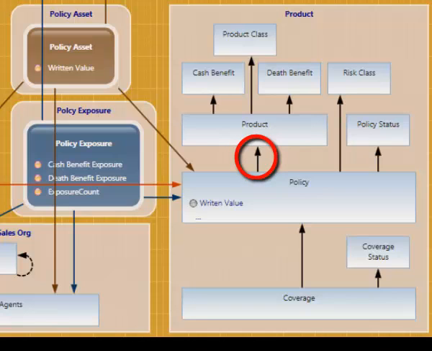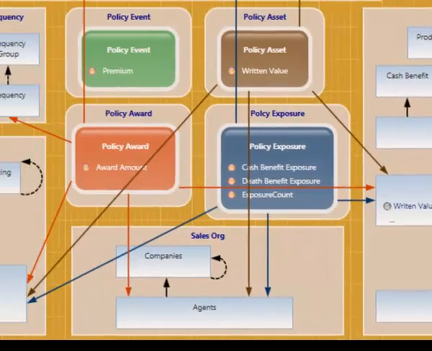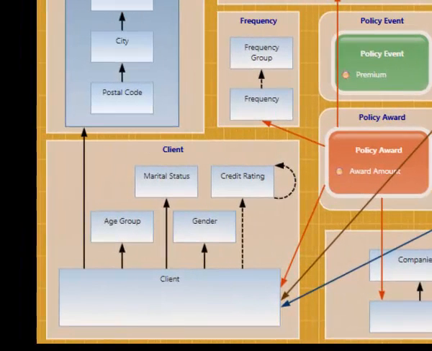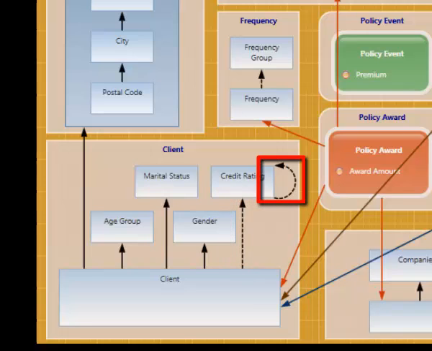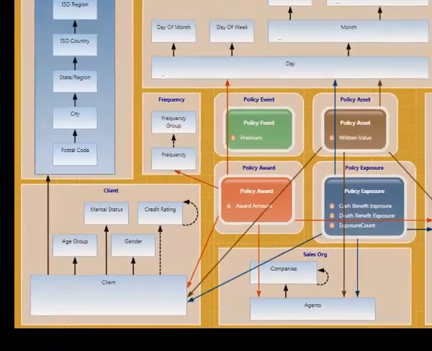Not all relationships are mandatory. Some are optional. If we move over to the customer domain, we see a relationship between client and credit rating that is dashed, denoting that a credit rating is not required for a client. Also notice that the credit rating itself has a recursive relationship. This denotes that Kaleido will be managing a ragged hierarchy within credit ratings that can have multiple levels.